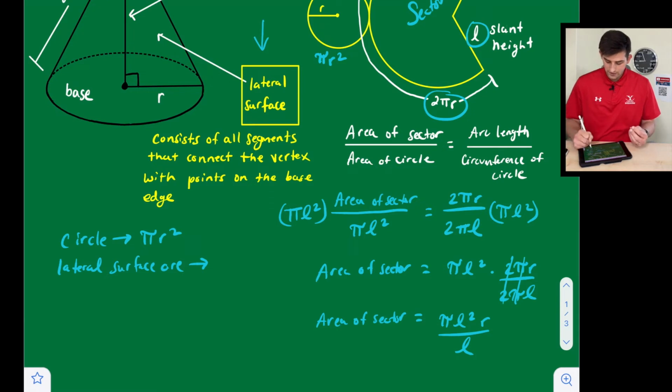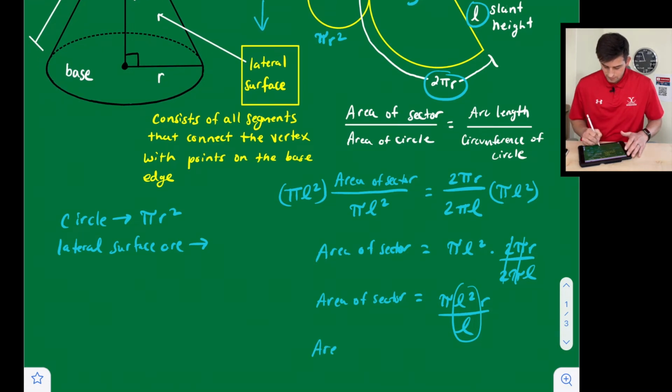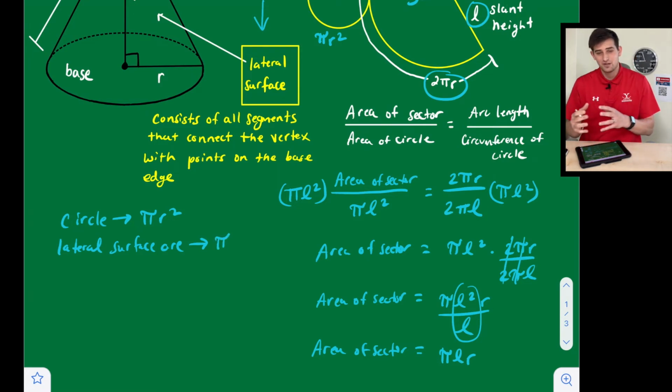And so now we have l squared divided by l, and that's just going to give us 1l, right? So our final area of the sector is just going to be pi l r, okay? And so now we can write that as pi, and if it's L times R, typically what we see it written as is R times L.